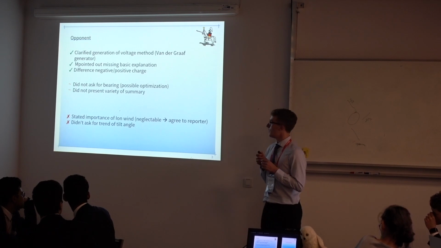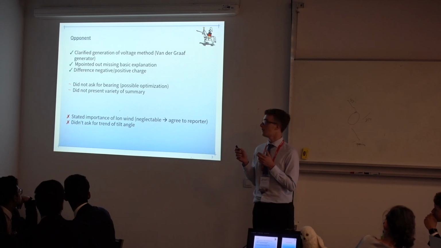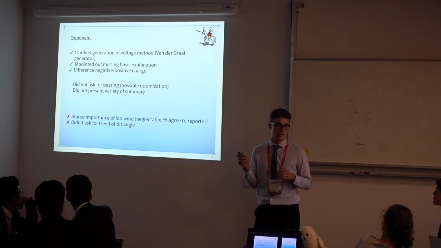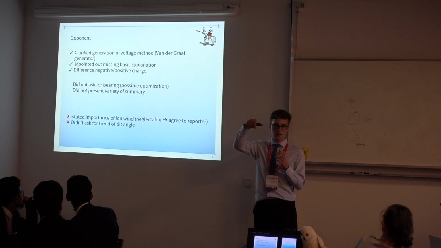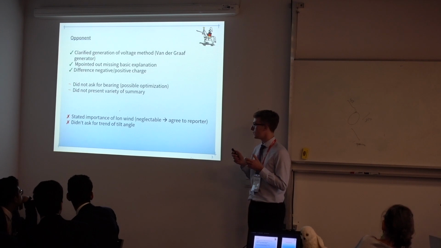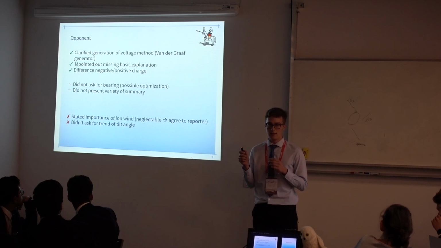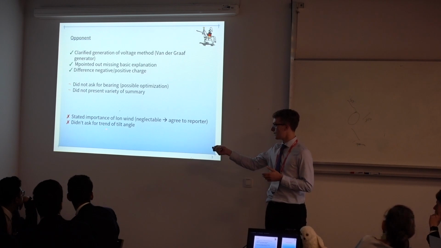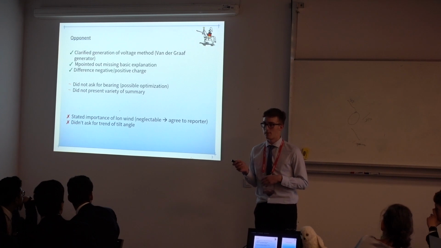Now, the opponent clearly clarified the generation of voltage by the Van de Graaff generator, and he pointed out the missing basic explanation, even though his own explanation wasn't sufficient for me. He didn't ask for bearings, which would be a possible optimization because friction could be minimized like this. And he stated the ion wind to be negligible, where I agree with the reporter, because the ionic wind is really negligible and the main force which generates the torque is the Coulomb force. And he also didn't ask for the trend of the tilt angle of the electrode, and there is a fundamental misconception of both of them.